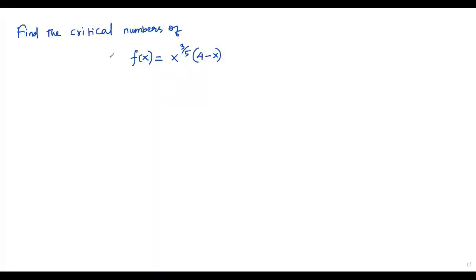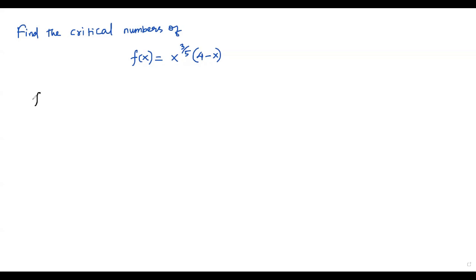Here we have a calculus problem on finding critical numbers of a function. There is a function given over here and I have to find critical numbers for this function. To find critical numbers for a function, first I need to find the first derivative for the given function. Then the first derivative has to be equated to 0 and solved for x.